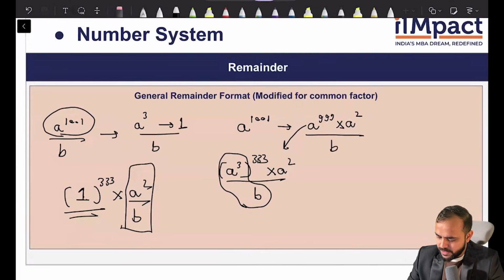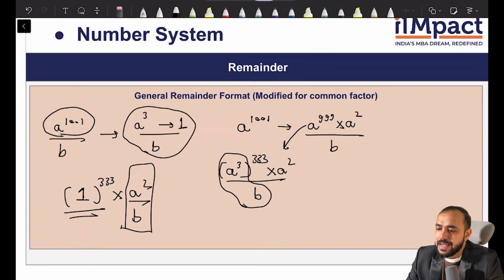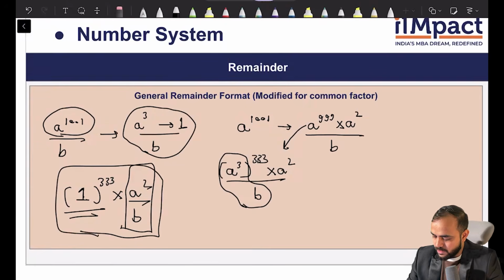So this observation that a cube will leave a remainder of 1 when divided by b, this is something you have to keep an eye out for. This may be readily apparent or this may not be readily apparent. I hope you appreciate that calculating what a to the power 1001 will be is a tedious task. You can't do that even if a is 2. But calculating what a square is, that is something you can definitely do. And then you can divide it by b and get your remainder.